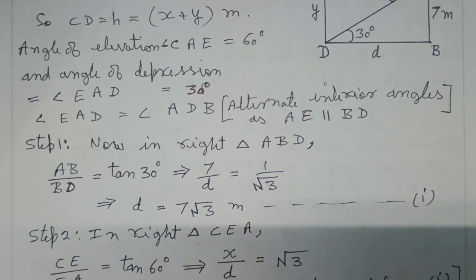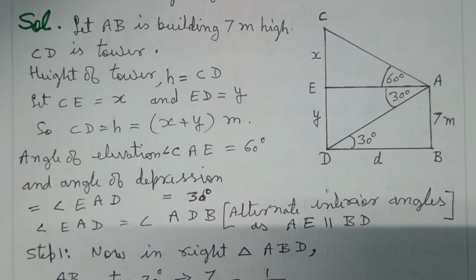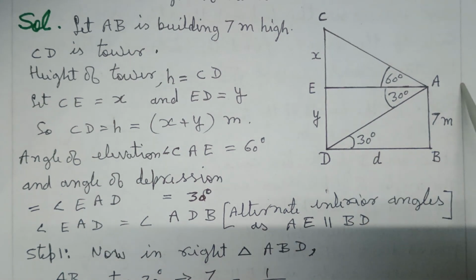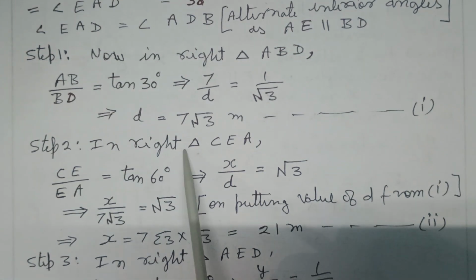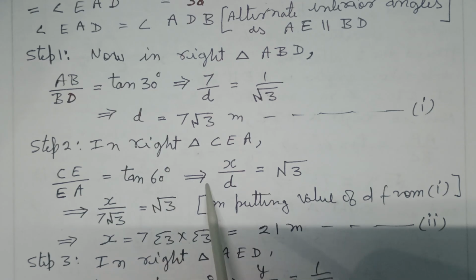Now step 2. In right triangle CEA, CEA में क्या है? CE upon EA is equal to tan 60 degree. This implies, put the values, X upon D is equal to under root 3. So X upon, put the value of D, 7 under root 3, is equal to under root 3, on putting value of D from 1. So this implies X is equal to 7 under root 3 into under root 3, which is equal to 21 meter.